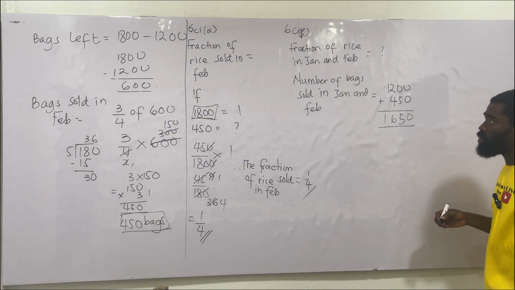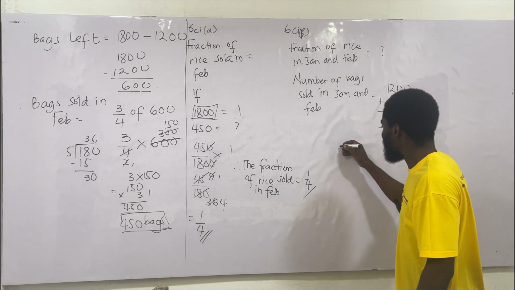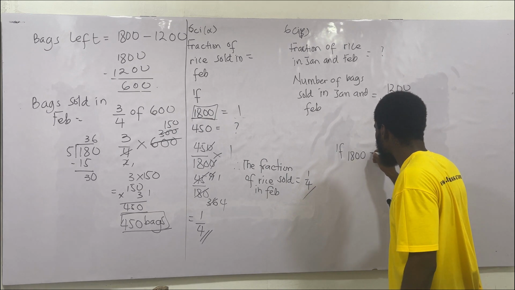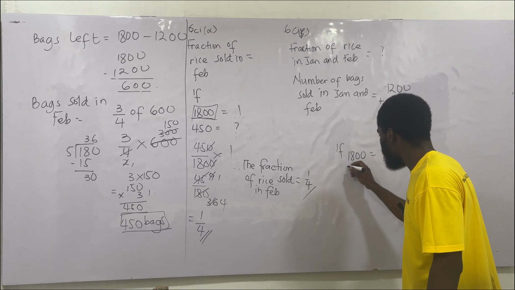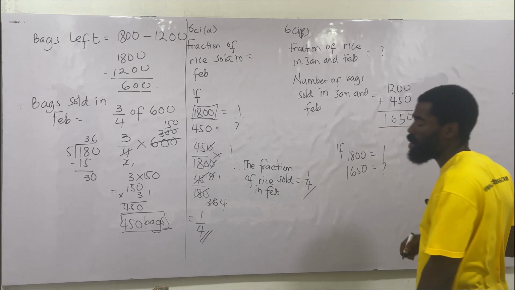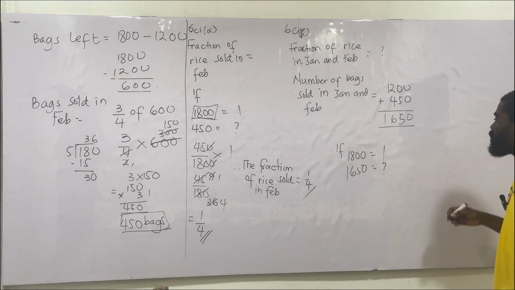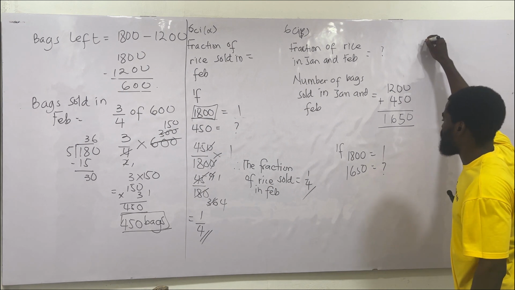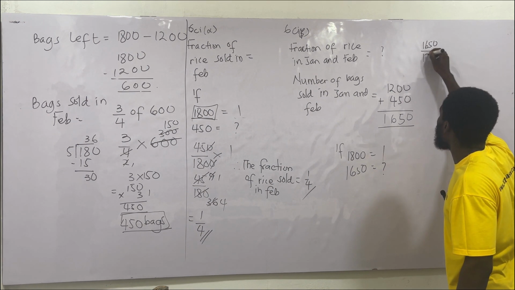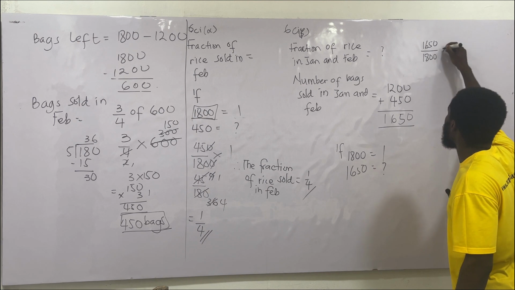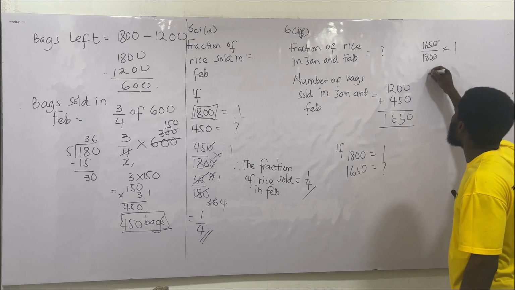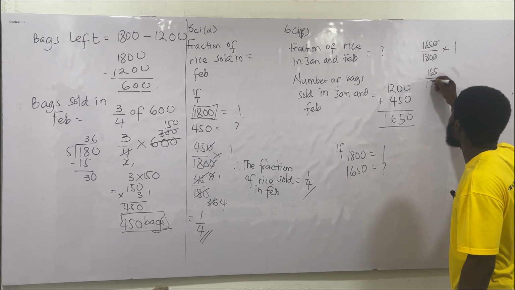650 bags were sold. So we use the condition once again that if the total number of bags equals 1, then 1,650 bags equals what? We don't know. So once again, let's go. So therefore we have 1,650 over 1,800 times 1. So this will cancel that. We'll have 165 over this.